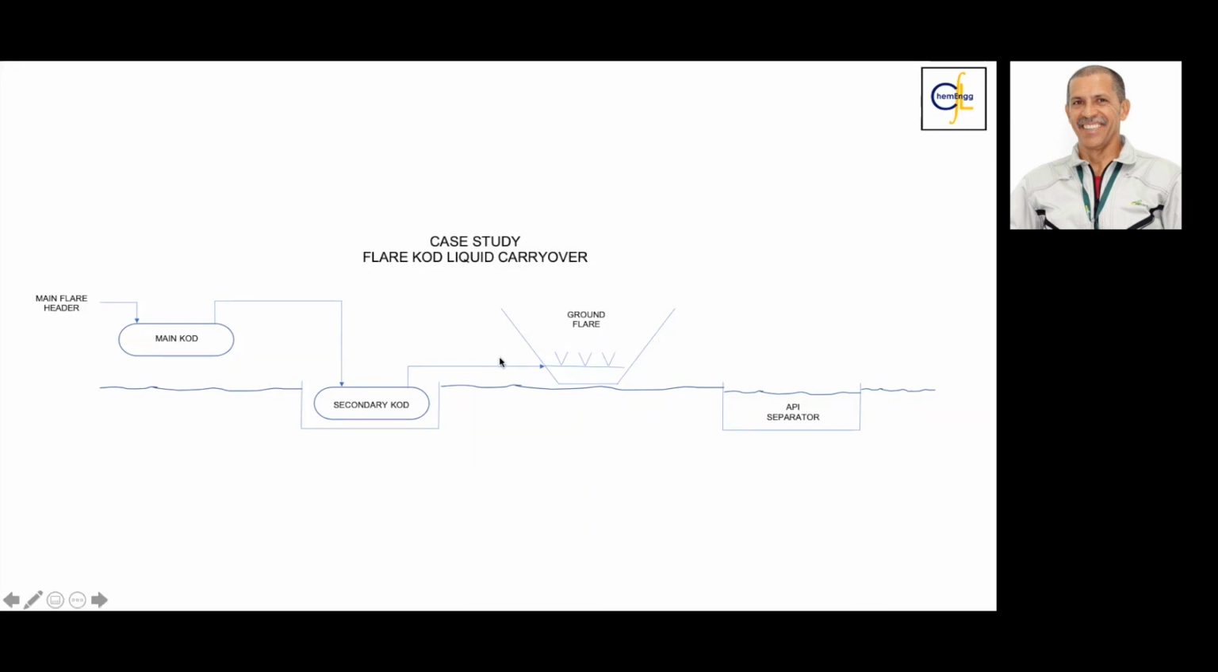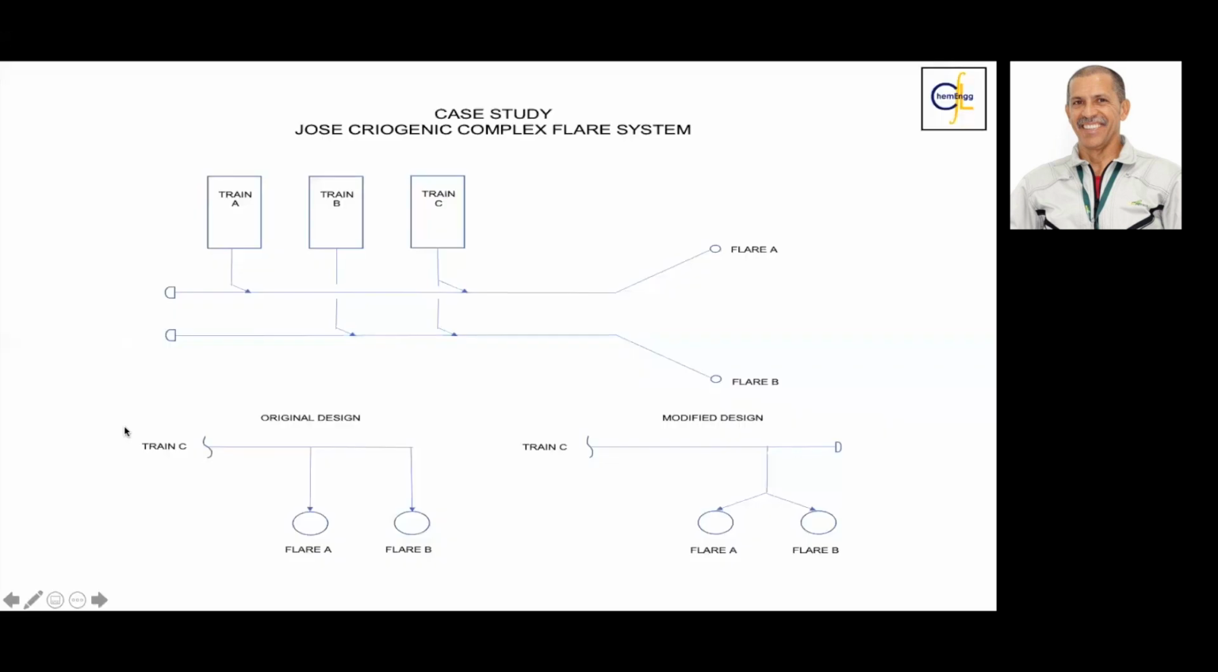What was the criteria for bifurcating the flow rate for train C in the first case study? Sorry, what was the criteria for bifurcating that flow rate for train C? So you mean this? Yeah, right. Flare C.